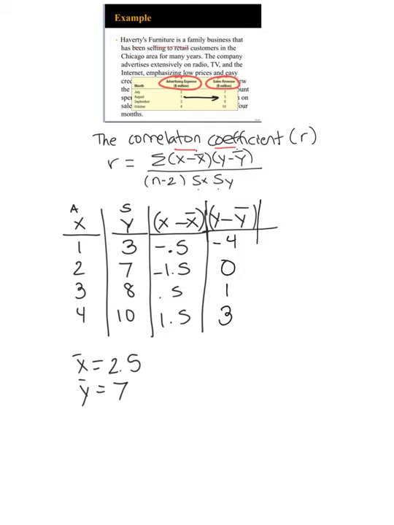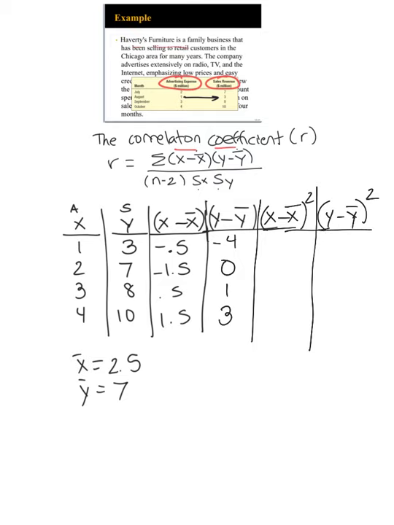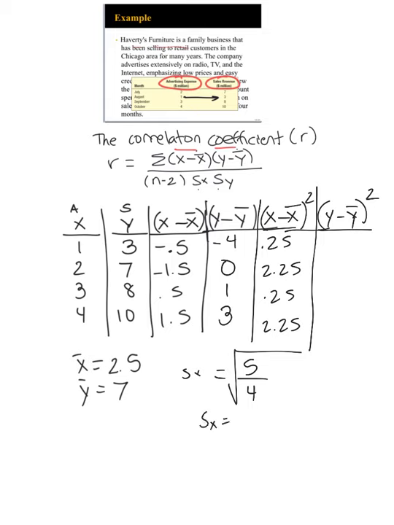All right, for our standard deviations, we need to square each of those, so we get x minus x bar squared. Separately we'll create a column for y minus y bar squared. Negative 0.5 squared gives us 0.25, then 2.25, 0.25, 2.25. The sum of this column is equal to 5. So to get the standard deviation of x, we get the square root of 5 divided by 4, which is n minus 1, and the standard deviation of x is approximately 1.29.